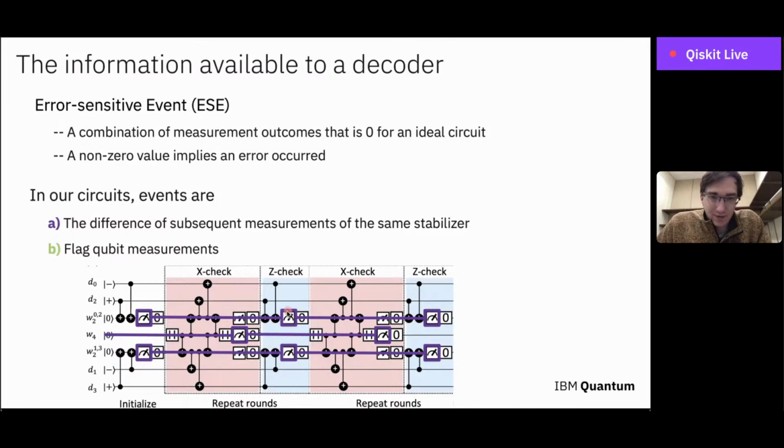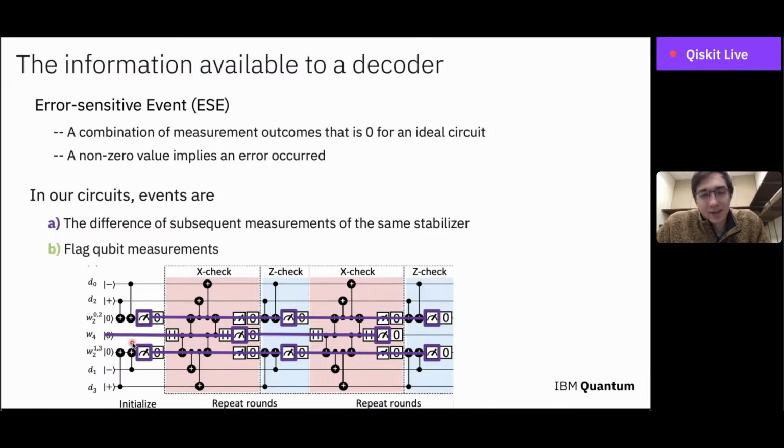So if you look at the z checks, for instance, the difference of this z check and this z check would make an error sensitive event. And likewise, there's this first z check where you initialize, and the difference of that with this z check in the middle is an error sensitive event. So the x check differences as well are error sensitive events.